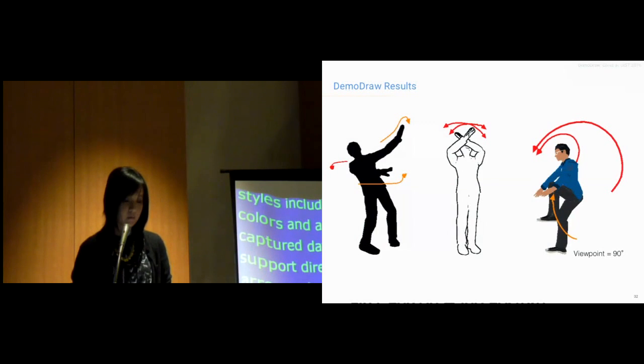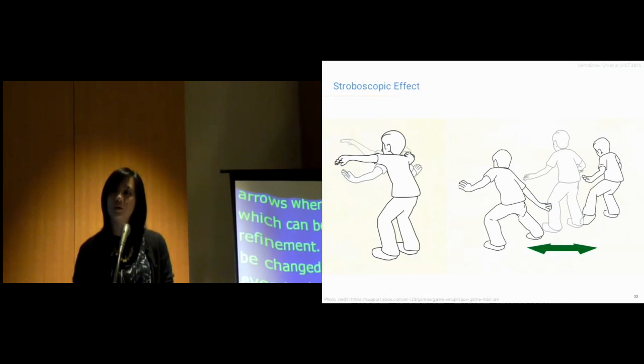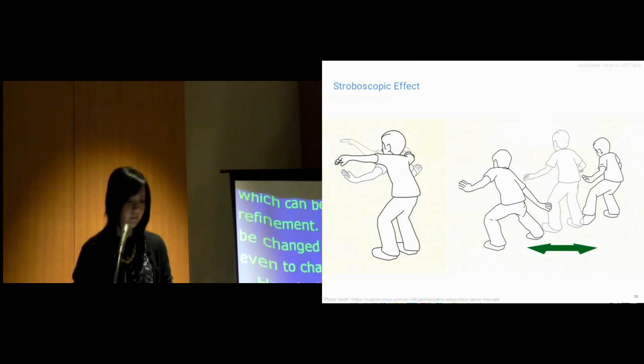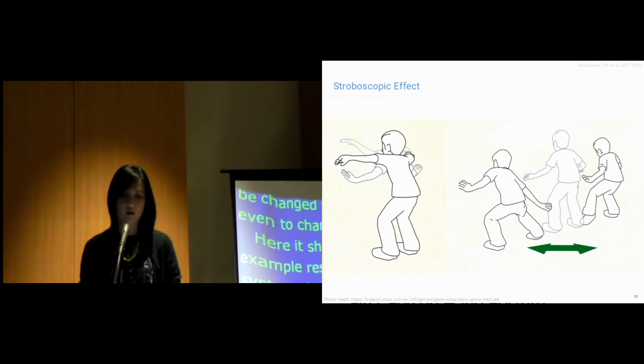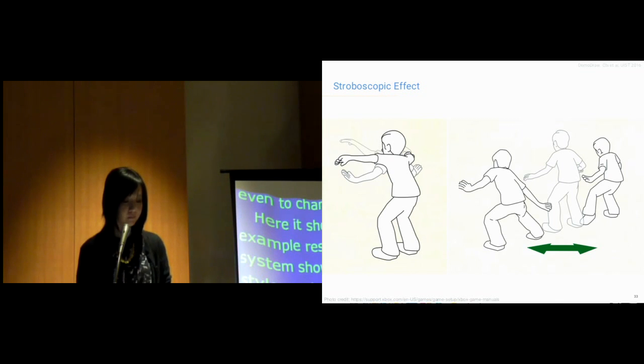Here are more example results generated by our system, showing different rendering styles and viewing angles. In addition to motion arrows, we also explore different visualization methods. Here, the stroboscopic effect is useful to convey the ordering of the movements. This is again from a Kinect game tutorial.